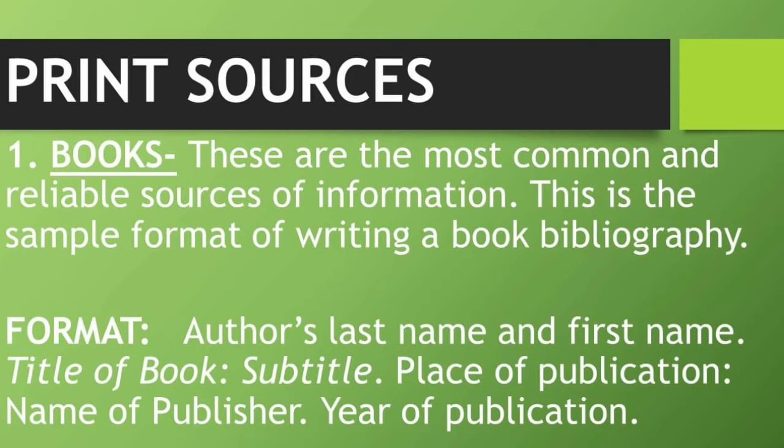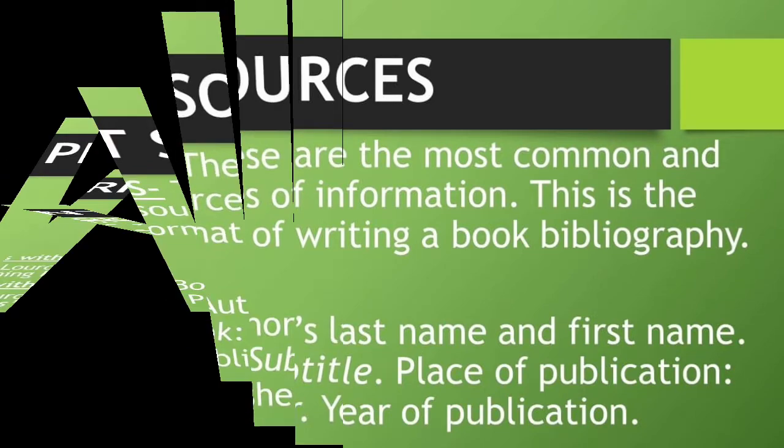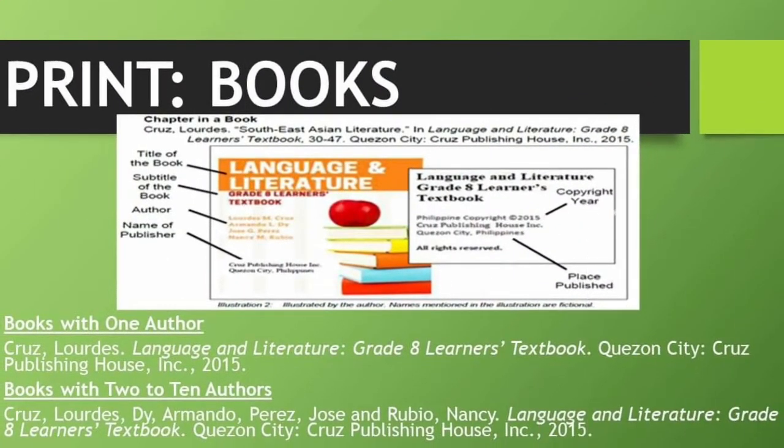And the sample format of writing a book bibliography is this: author's last name and first name, or the writer's name. Take note that if you are going to write the author's name, you should write the last name first before the first name. And it is followed by the title of the book, the subtitle, place of publication, name of publisher, and year of publication. So let's check the example here.